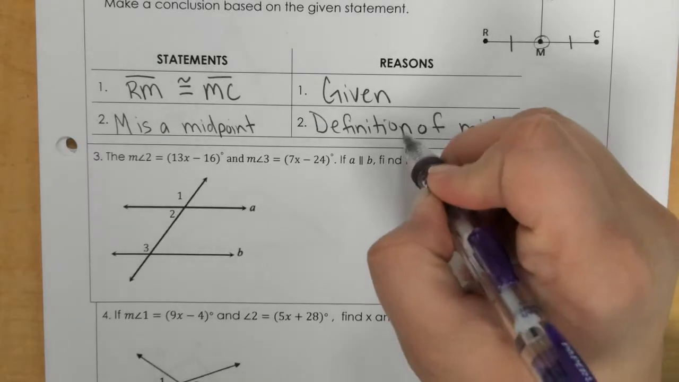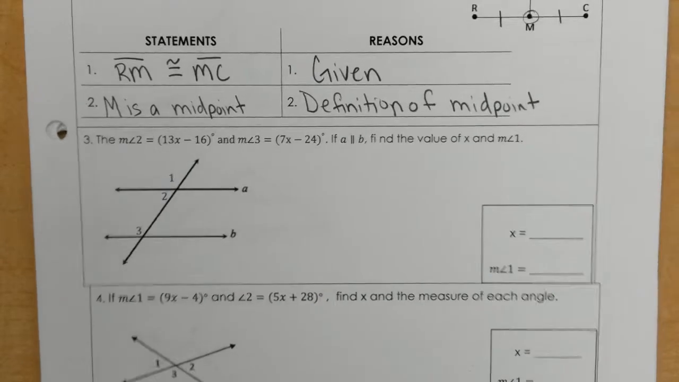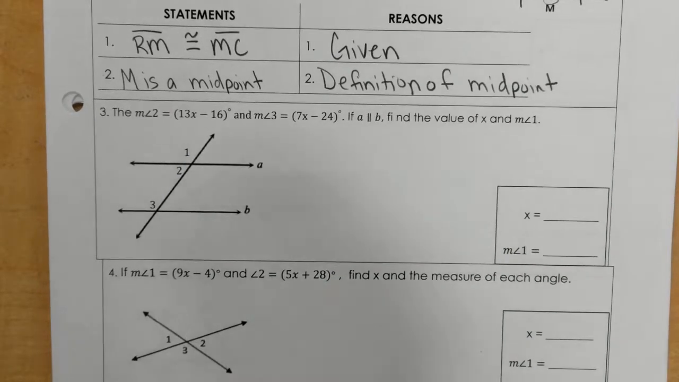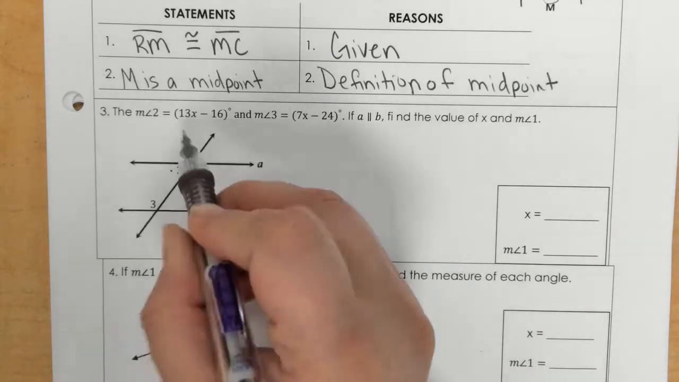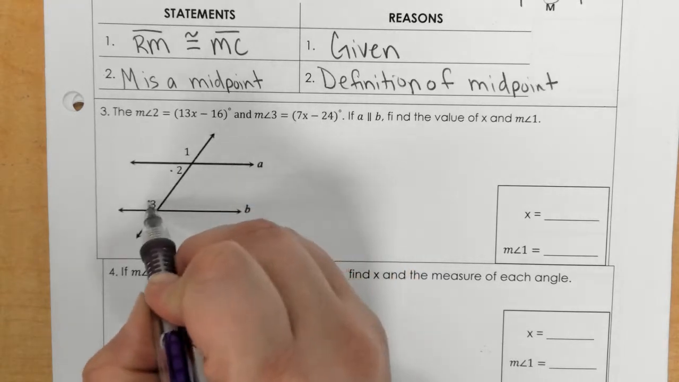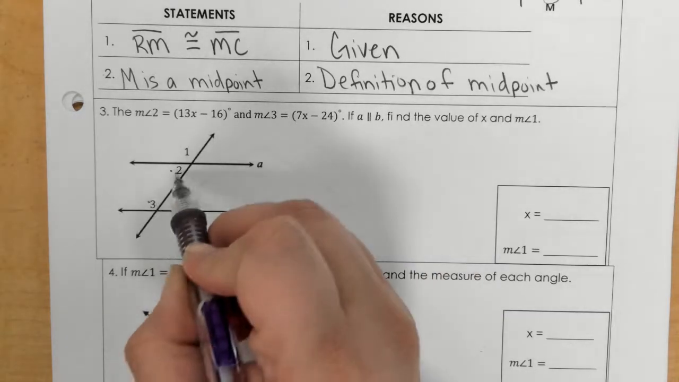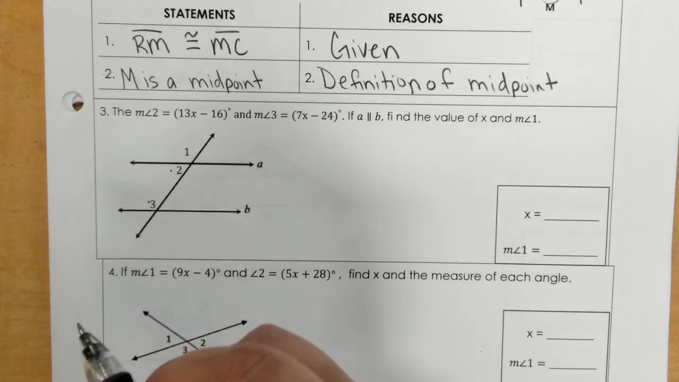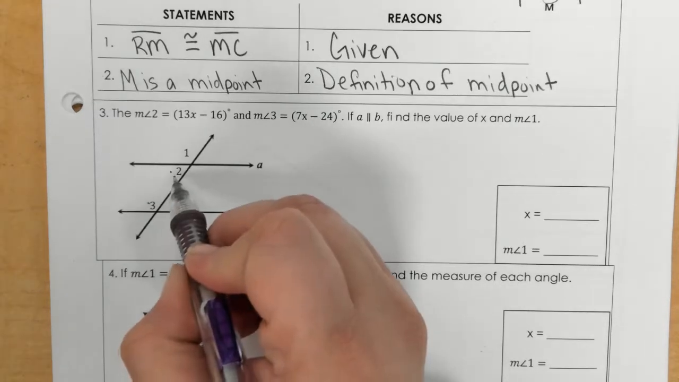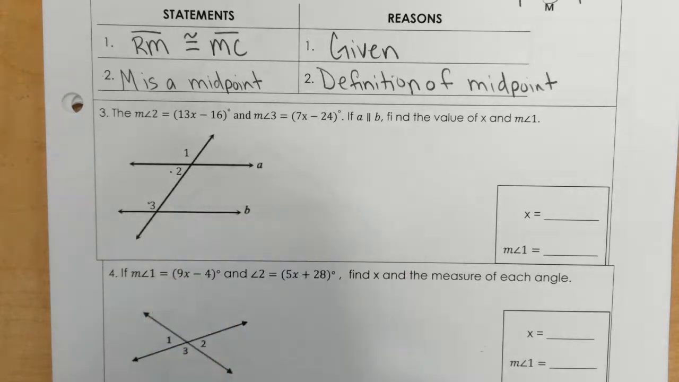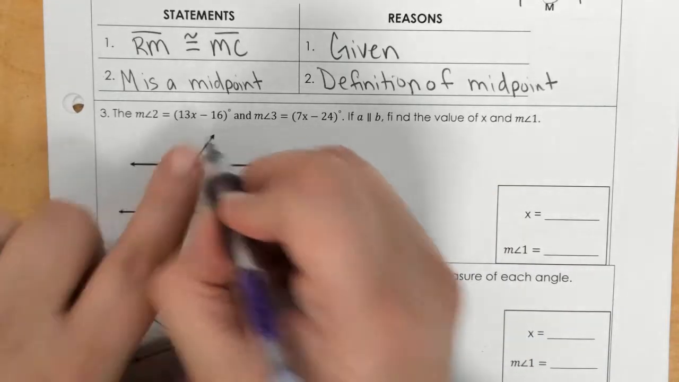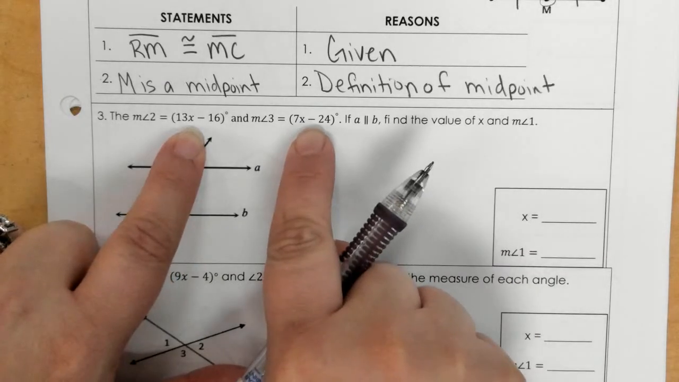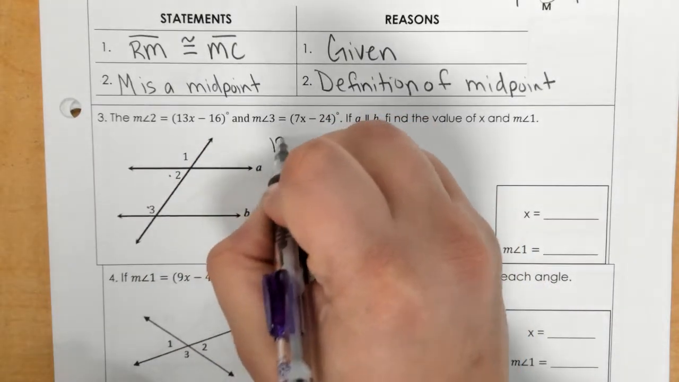All right, moving on to number 3. This one, we are given the measure of angle 2 here, and we're given the expression for angle 3. And these two right here are same side interior angles. And they sum or add together to be 180. So first, let's go ahead and add these together and equal that to 180.